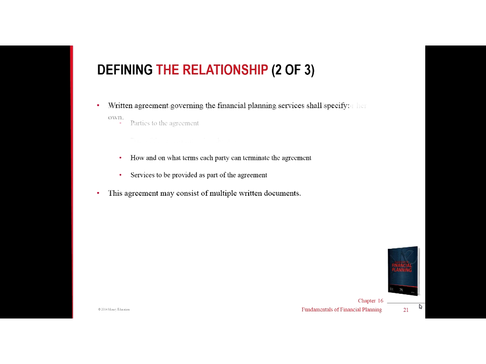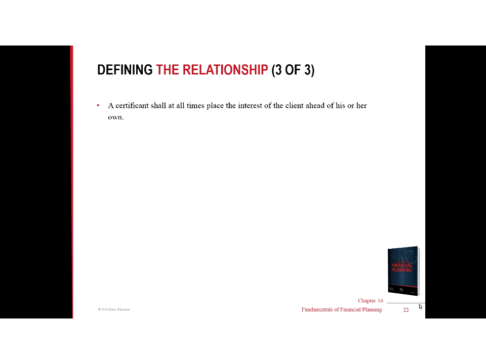So here the agreement should specify who are the parties to the agreement, the date of the agreement, and its duration. And often there's an initial engagement, which is for the financial plan, and that might take some period of time. And then there's an ongoing agreement if the client decides to hire us for implementation in future financial planning and management. And then what specific services are going to be provided as part of the agreement.